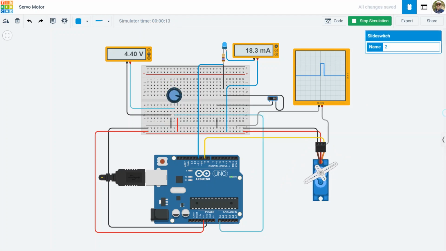Now if we switch this on, then it rotates on its own and kind of oscillates to and fro. Also, as we can see, the LED lights up in this mode and the signal received by the servo motor is correctly displayed in the oscilloscope.